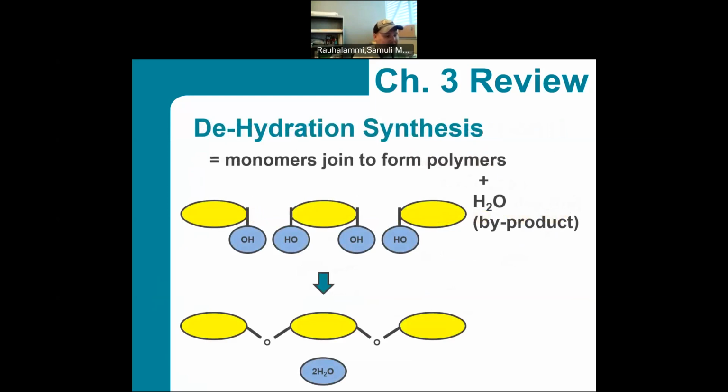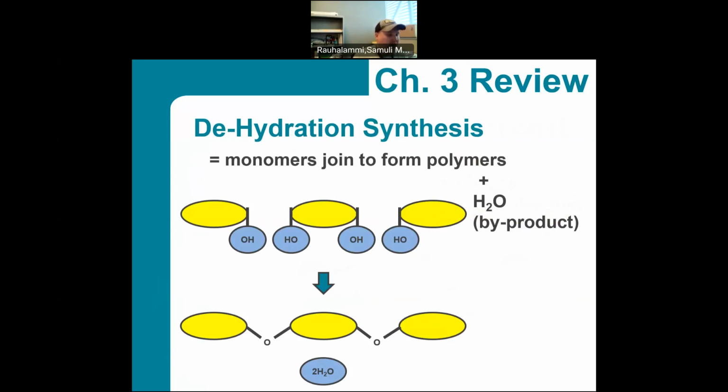So here we're seeing multiple individual monomers on the top line. So these are not connected, they're just individual monomers that are hanging about in the same area. If they now decide to join together, what happens is that they form a large polymer as a result of dehydration synthesis.